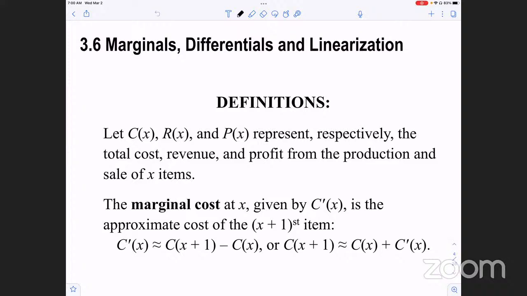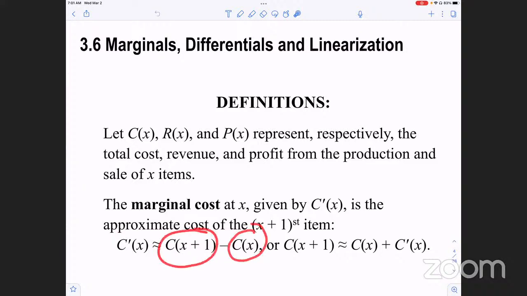You can think of this marginal cost as the slope between 2 points. If you take your x item and consider your x plus first item, that means your change in x is 1. Then y2 minus y1 over x2 minus x1 gives you this, the slope between these 2 points. Again, it's an approximation, because C prime is usually the slope of the tangent line at a single point.